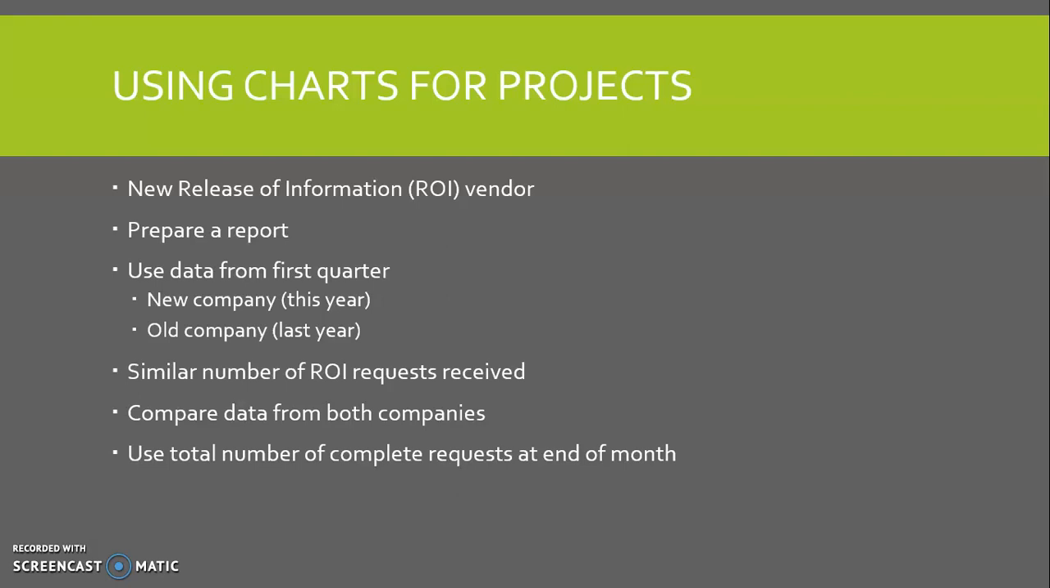Therefore, you choose to use a double bar chart. In choosing the performance measure you want to use, you choose the total number of release of information requests each vendor was able to close out at the end of each month.